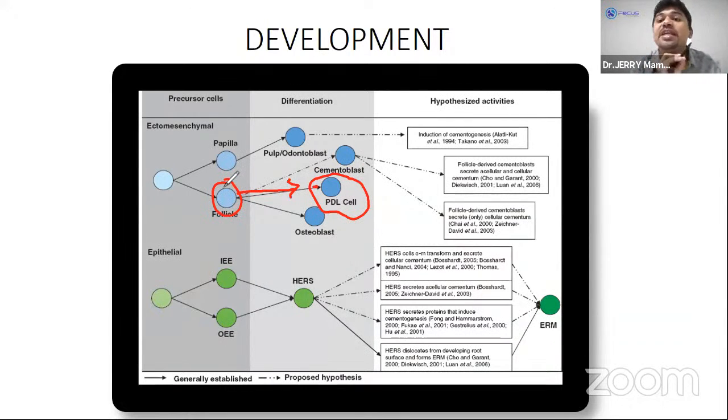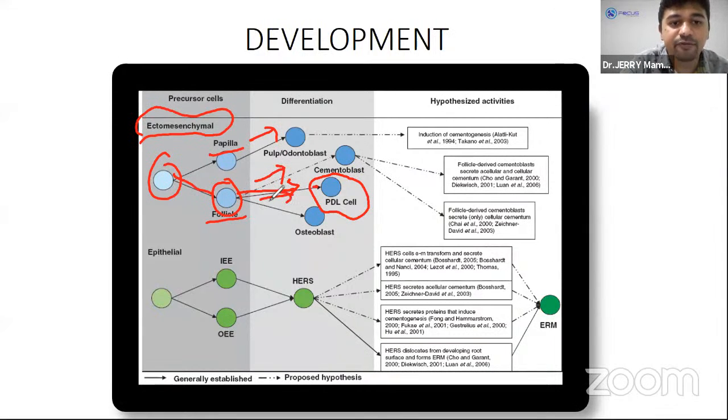Sometimes in your options there won't be dental follicle. The options will be ectomesenchymal origin, epithelial origin, all these kinds of things will come. Then we have to go one step back and see where it is starting from. These precursor cells are ectomesenchymal in origin. Ectomesenchymal cells will give rise to your dental papilla and your dental follicle. The papilla forms your pulp; the dental follicle forms cementoblasts, PDL, and osteoblasts. Cells from it differentiate into cementoblasts, fibroblasts, and osteoblasts.